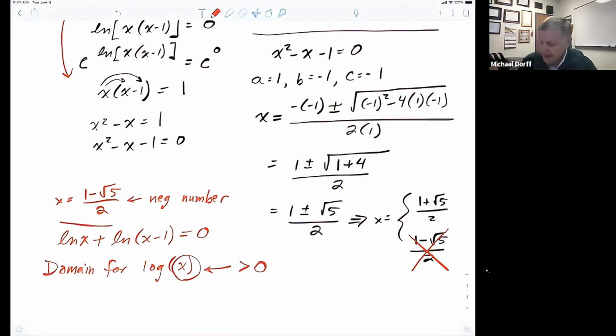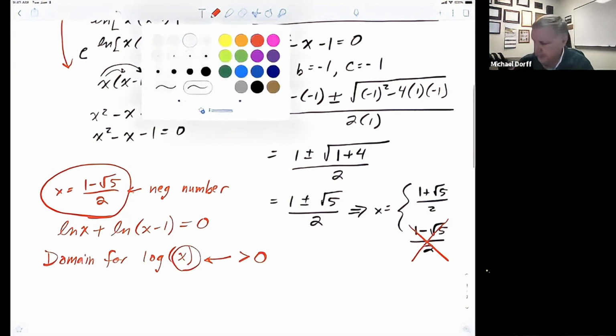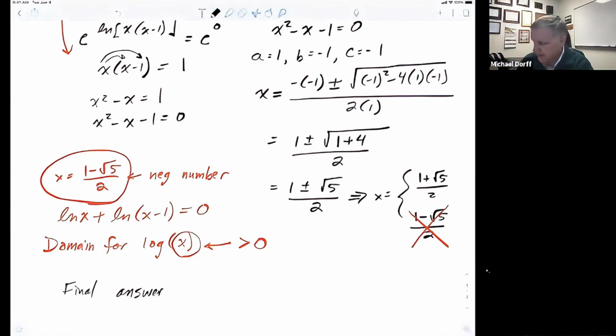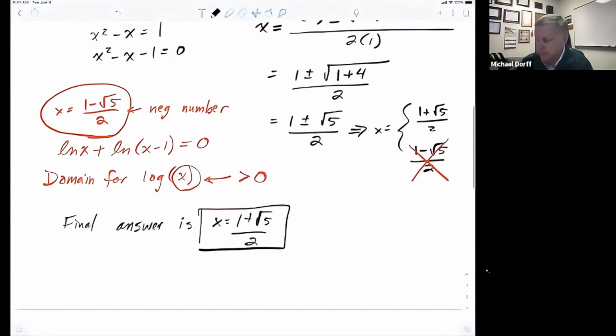Well, if I had x equal (1 minus the square root of 5) over 2, and I substituted it into this equation here, I would get something that's not in the domain. I couldn't put x equal (1 minus the square root of 5) over 2 into the log of x, because that x value is negative and that's not in the domain. So that's why that's not a possible answer. So the final answer is x equals (1 plus the square root of 5) over 2. So it's important to remember what works for your domain. So that was part A.